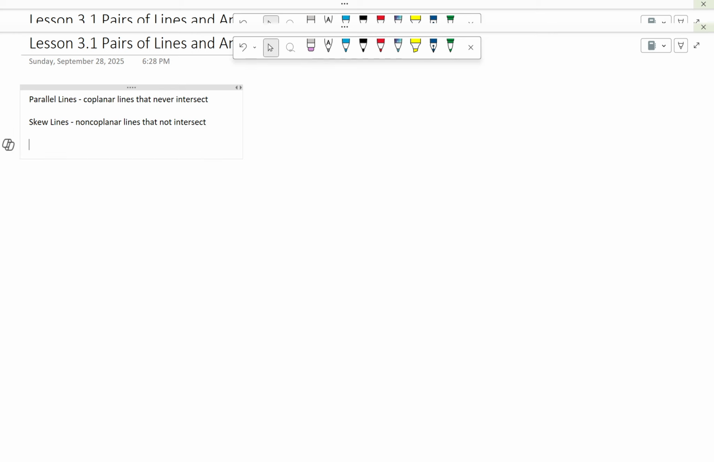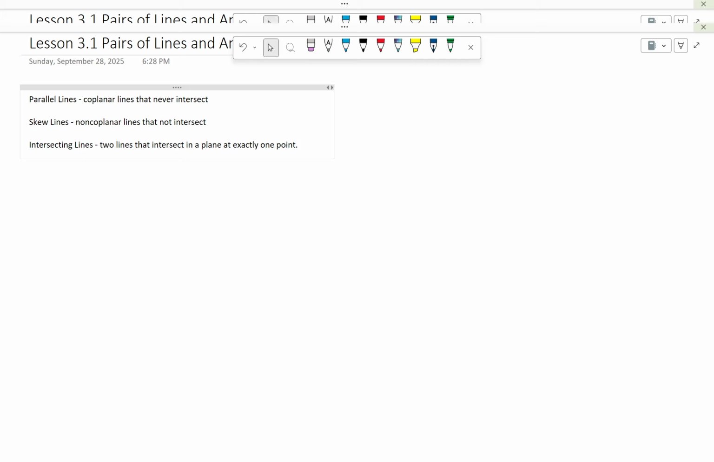Next, we have intersecting lines. And that's pretty straightforward, which is just two lines that intersect in a plane at exactly one point. No matter what, when lines intersect each other, they touch each other, it happens in a plane.